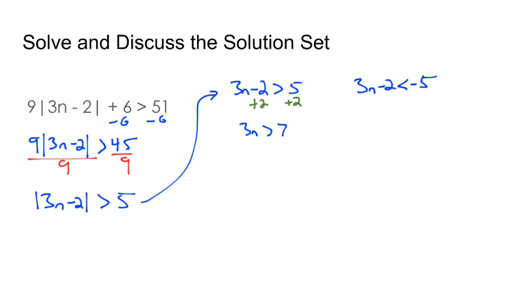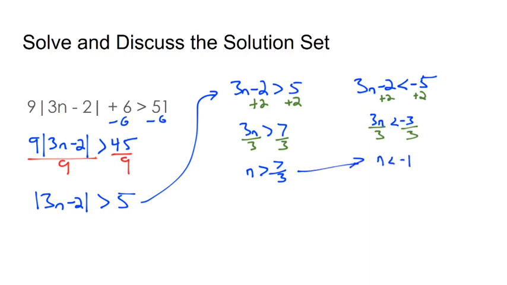Now I'm just going to do some real quick arithmetic to solve these. We have 3n is greater than 7, and if I divide by 3 on each side, we get that n is greater than 7/3. Let's solve our other inequality over here. I'm going to start by adding 2 to each side. Then we have that 3n is less than negative 3. And then I divide by 3 on each side, and we get that n is less than negative 1.